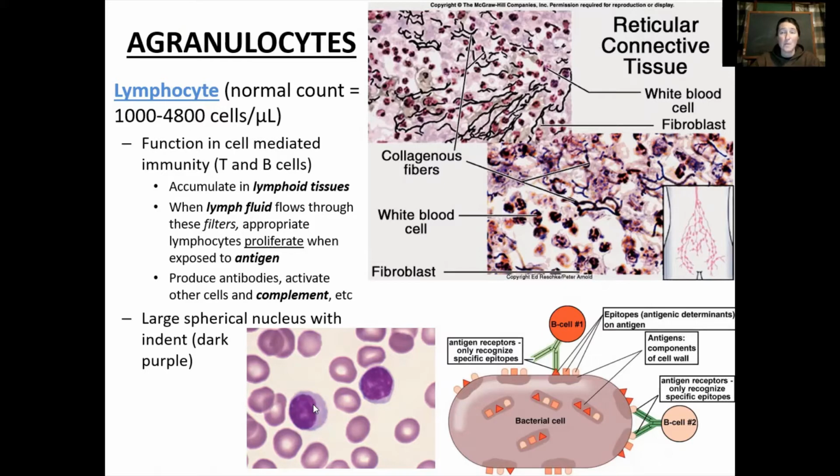It stains kind of patchy, right? So it's not like a solid color. And so because of that, it can occasionally be a little bit difficult to differentiate between lymphocyte and basophil. Maybe you'll see that in the laboratory.